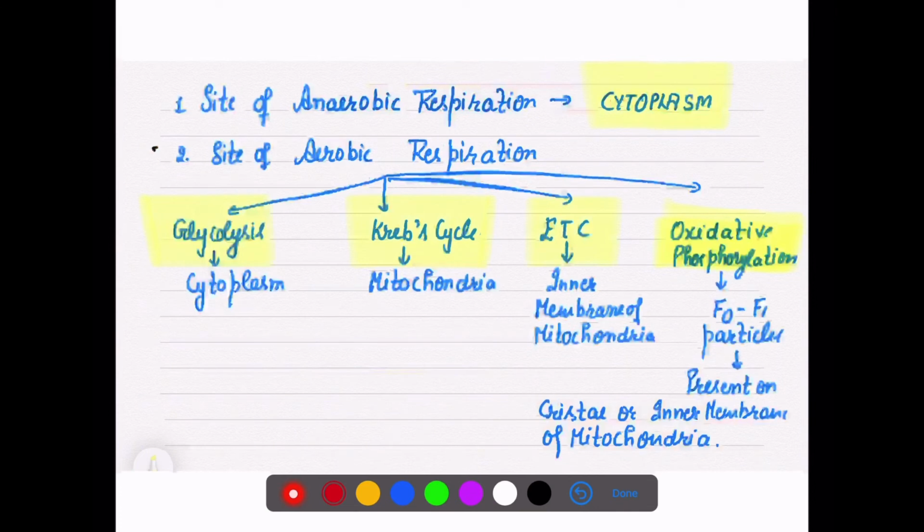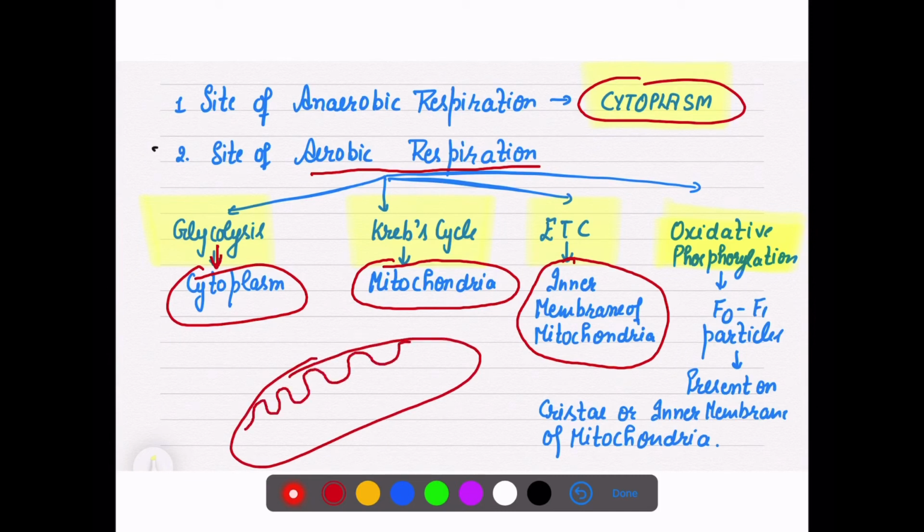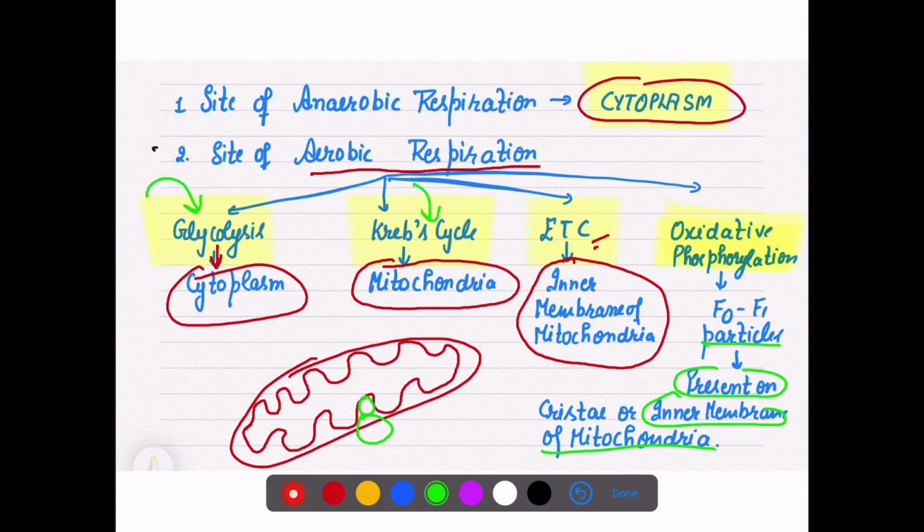Next is the site of respiration. You already know that anaerobic respiration occurs in cytoplasm, but aerobic respiration has 4 steps. Glycolysis is common and occurs in cytoplasm. The Krebs cycle occurs in mitochondria. The ETC will occur in the inner membrane of mitochondria. As you know, mitochondria is a double membrane organelle, and the inner membrane forms the cristae. Oxidative phosphorylation occurs in the F0-F1 complex, the F1 particles present on the inner membrane of mitochondria. We will take that step by step, one by one, right? So now you have an idea that glycolysis, Krebs cycle, ETC and oxidative phosphorylation are what we are going to study in respiration.